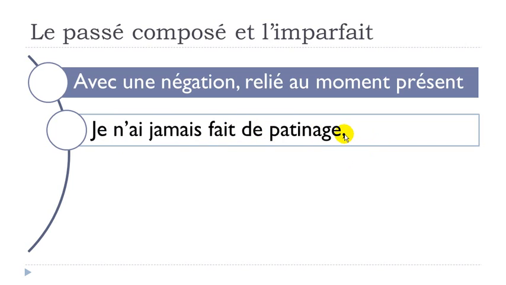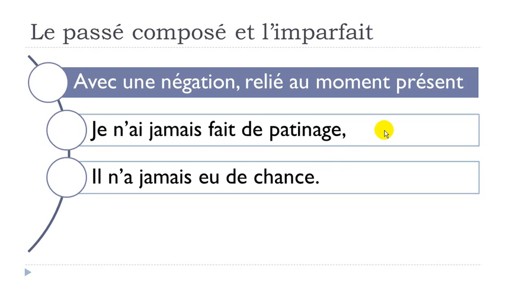Oops, I should put something instead. It's not a virgule, it's a point. Sorry, it was a little mistake here. But still, je n'ai jamais fait de patinage. Same example here.